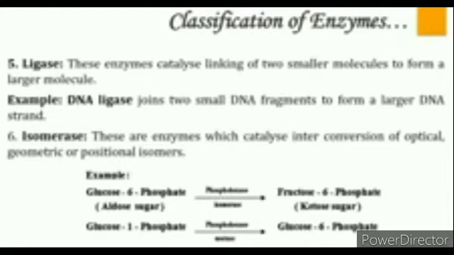Fifth point is ligase. These enzymes catalyze linking of two smaller molecules to form a larger molecule. Example, DNA ligase joins two small DNA fragments to form a larger DNA. Sixth point, isomerase. These are the enzymes which catalyze interconversion of optical, geometrical or positional isomers.